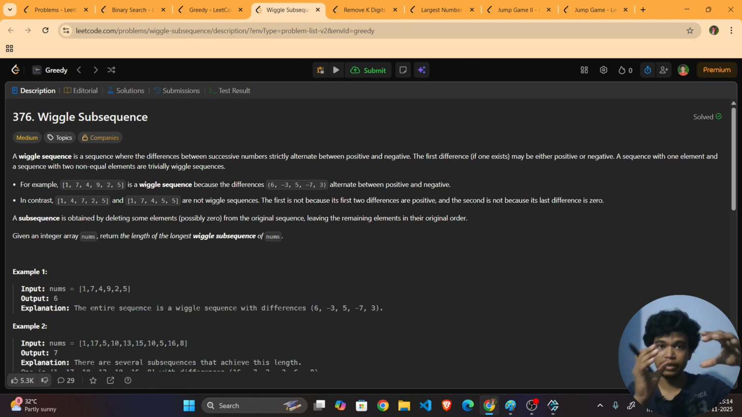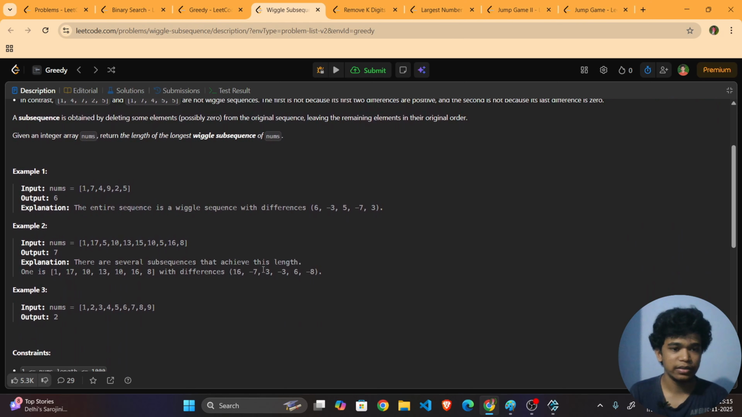Now combine these both things. They want us to tell the length of the longest wiggle subsequence of nums. They didn't ask you to return the subsequence, they only asked for the length of the longest wiggle subsequence of nums. For example, we already saw this one. So here what is the sequence length? 1 2 3 4 5 6. Similarly here, the valid wiggle sequence is 1 17 10 13 10 16 8. So there are a total of 7 values, so 7 is the sequence length.